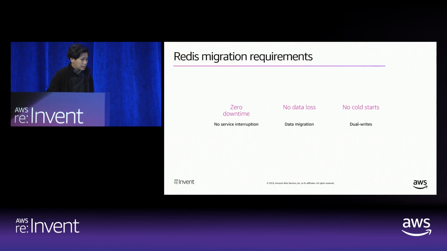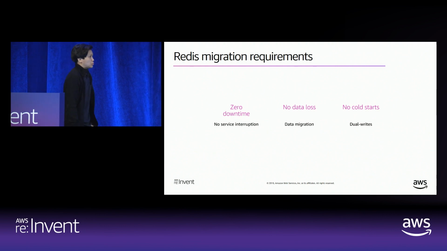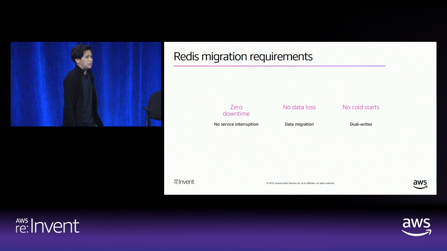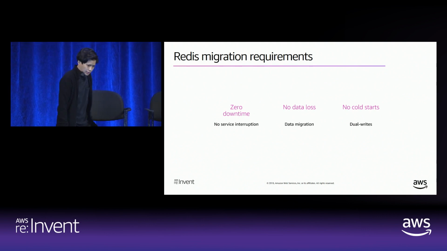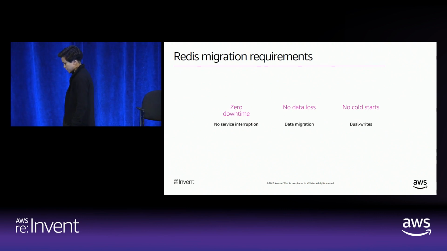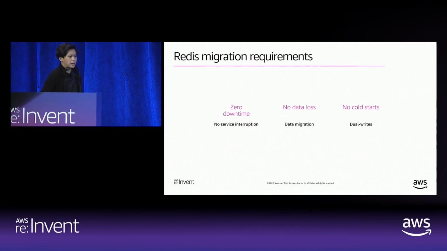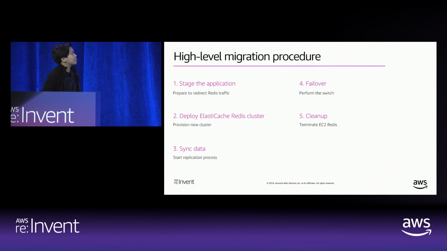migration requirements, right? We had to have 0 downtime from switching from the EC2 Redis cluster to the ElastiCache Redis cluster. We had to migrate all our data. There had to be no data loss and no cold starts, right? Cache had to have data.